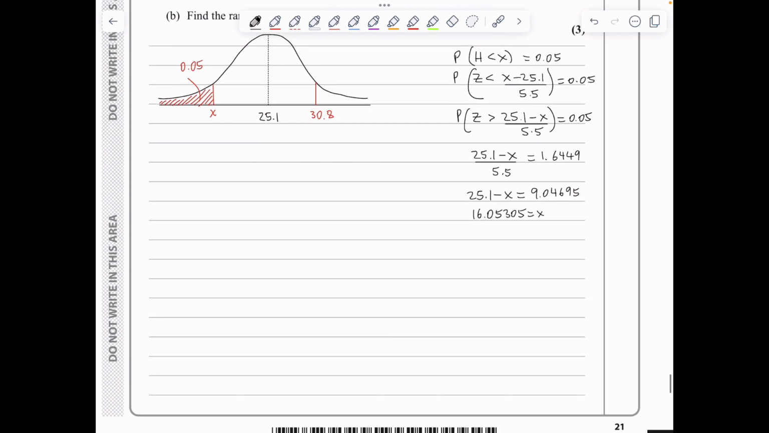Now remember, we're trying to find the range of heights. So the range of heights can either be given as an interval, or it could simply be the difference between the 30.8 and x. So I'll do 30.8 minus the 16.05305, which gives an answer of 14.7. The examiner is also accepting an interval, so if you write 16.1 up to 30.8, that would also be acceptable.